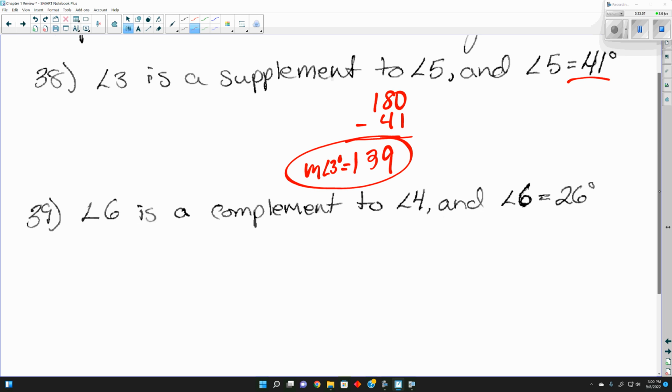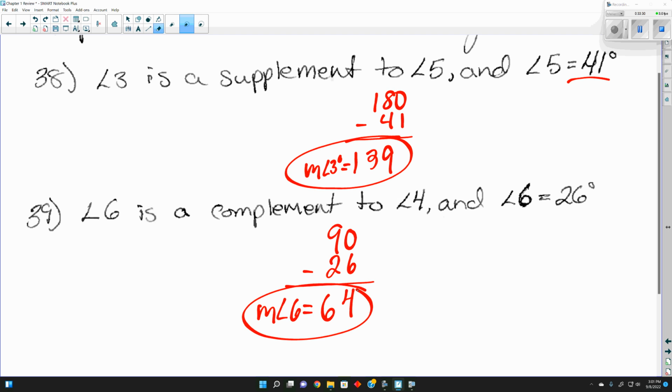Yes. Complement is what? 98, that's 4 equals 64. Because we can subtract 26 from 90. 64, sorry. So angle 6, measure of angle 6 is? Do we have to put the M? Is the M optional? M is just saying measure. So I would like you to put the M. Questions on this here? We good with this?